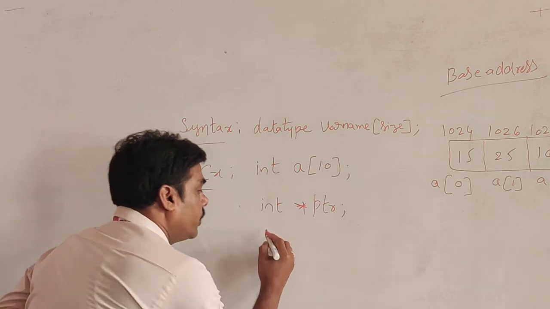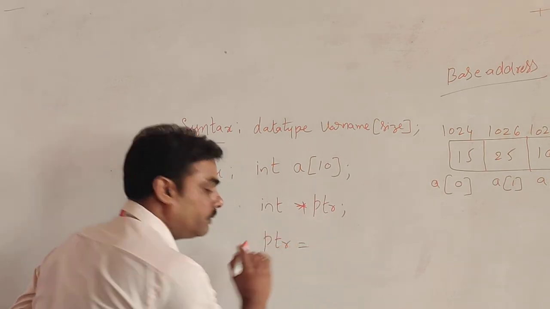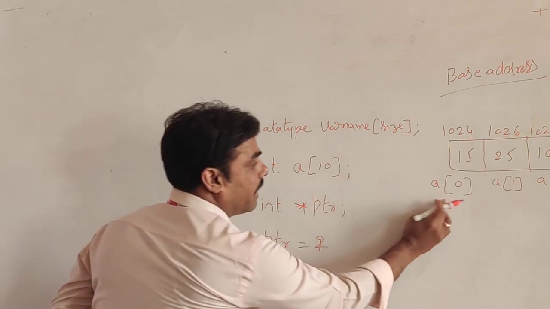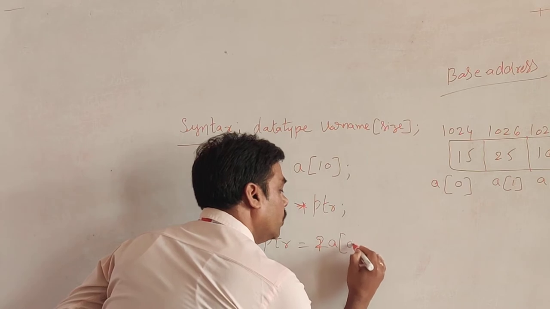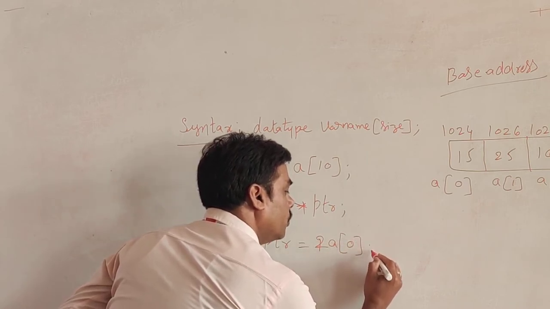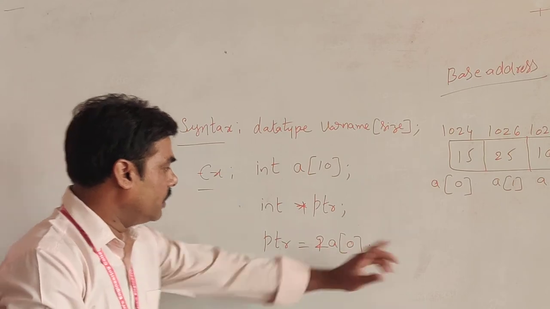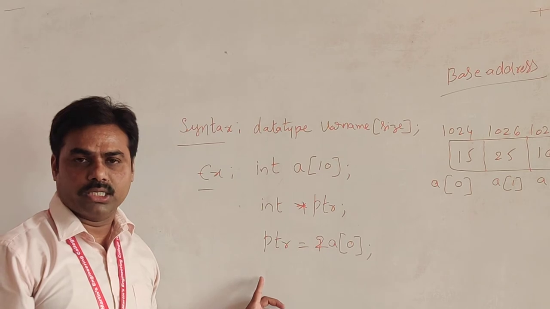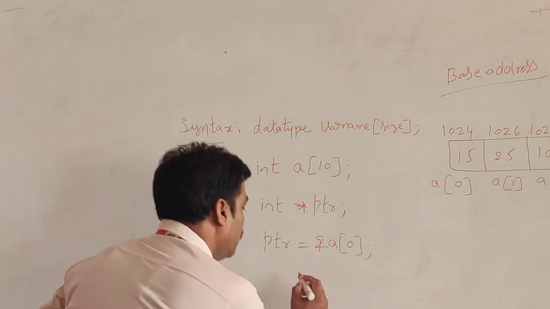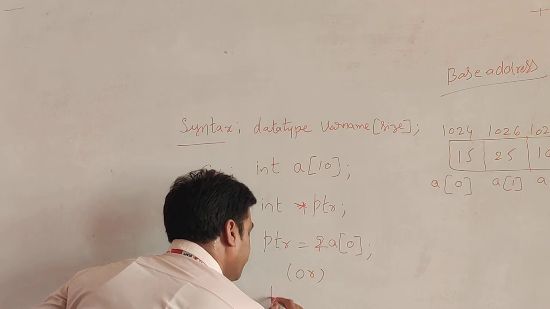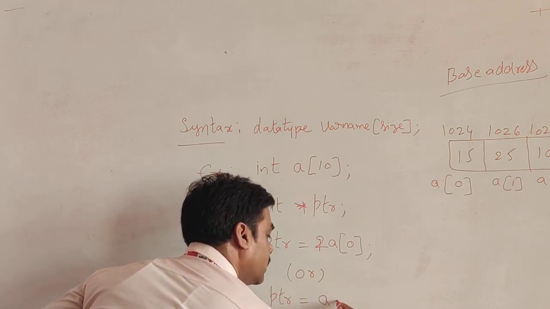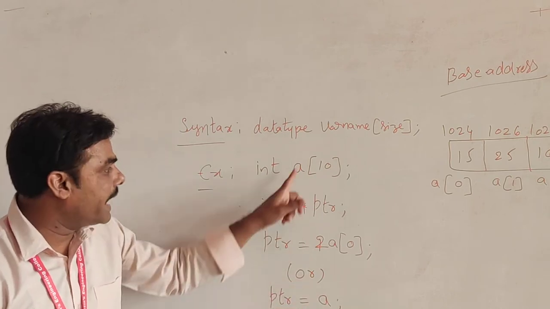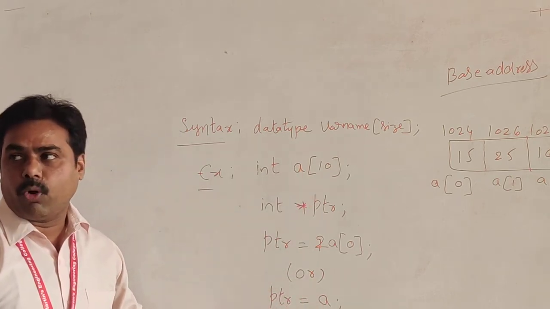How to declare that? For example, ptr is equal to address, the ampersand operator I am using: ampersand a of 0. That means the address of a of 0 can be stored in the pointer variable. That's the meaning of this. Can we write it like this? We have one more convention: simply ptr is equal to a, simply a. This is also fine, both are the same. Either syntax works, because a is an array, no? For an array, the base address will be stored to the pointer variable.